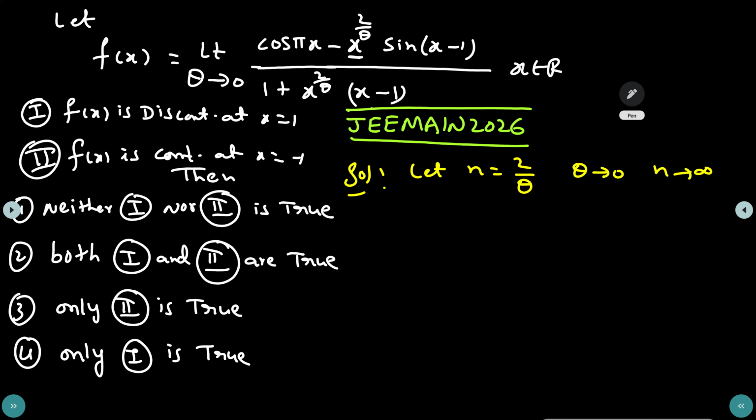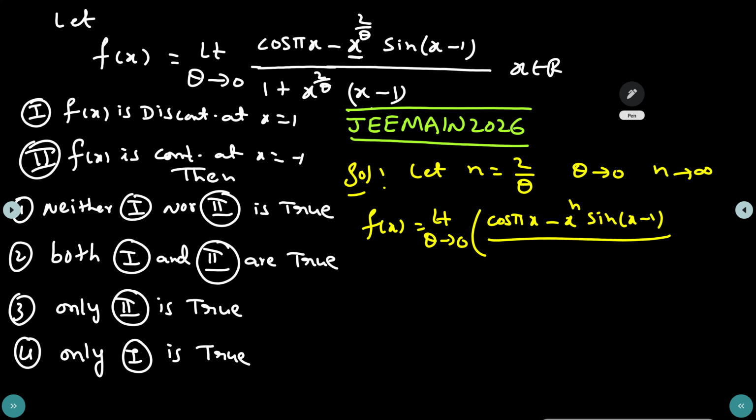Clear? Now rewrite the question. f of x is equal to, again I am writing it as limit theta tends to 0, cos pi x as it is, minus, here I am writing x power n sin of x minus 1, simply take 2 by theta is equal to n, and rewrite the question: 1 plus x power n, sin of x minus 1. Clear? So up to this it is very simple.